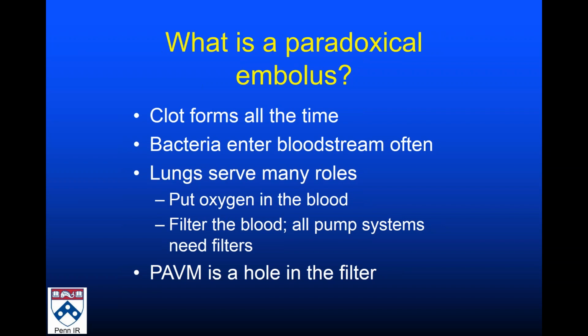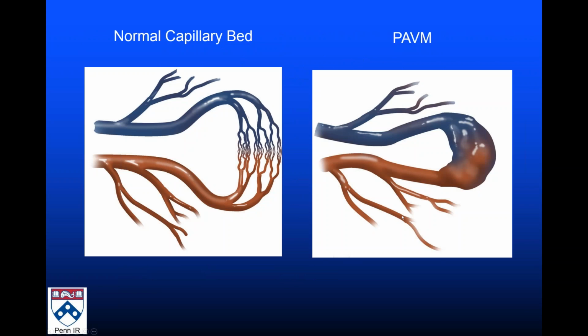Our bloodstream is a big pump system, and all pump systems need filters. The lungs are that filter for us. Well, a PAVM is a hole in that filter. So diagrammatically, and these diagrams are actually in the handout that you can download, you can see a normal capillary bed, where we have the blood coming from the veins, which remember goes into the lungs in what are called the pulmonary arteries.